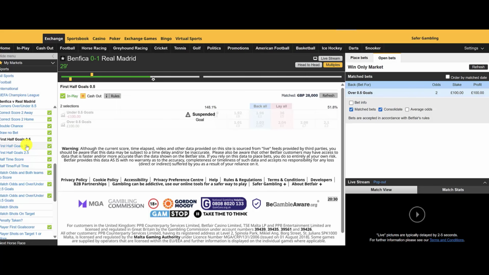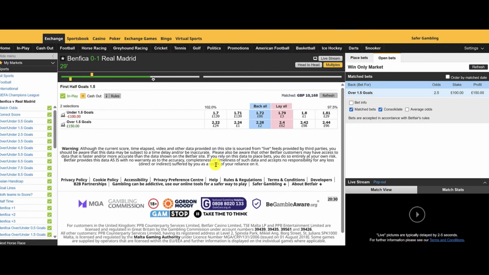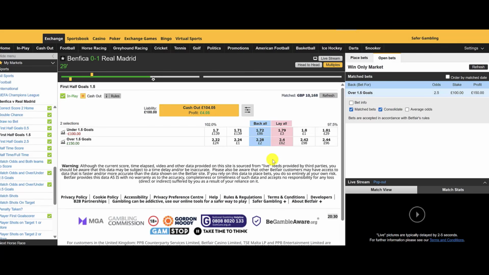But obviously we were looking at the XG. We could see this match was building up. We could see the pressure was building up and it was looking good. So anyway, we've obviously landed profit on the 0.5 goals market. So we could trade out on this one.